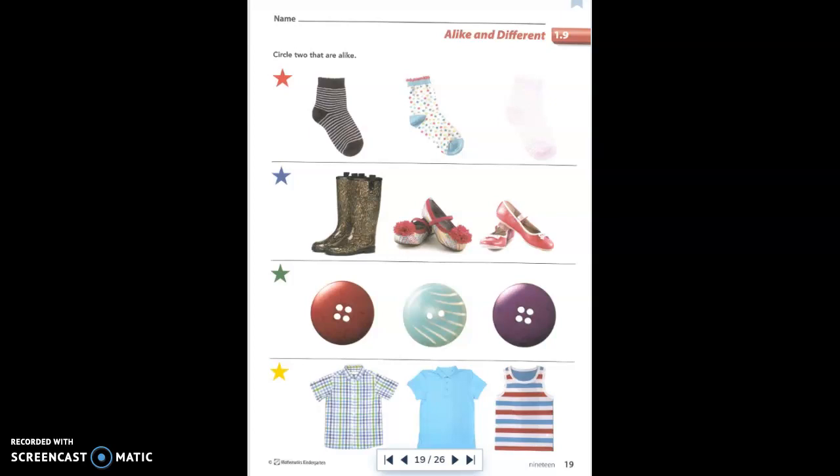Good morning. Let's begin our math lesson. Today you're going to need workbook pages 19 and 20. And we will be talking about things that are alike and different. We're going to sort things that have similar features.